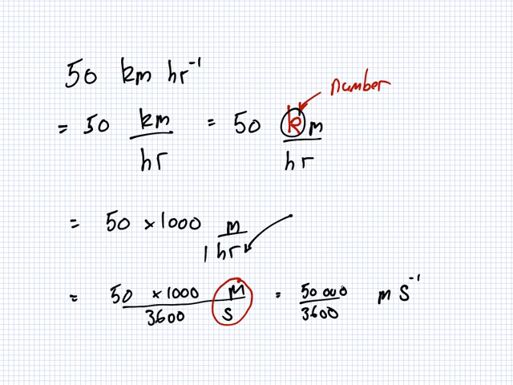Let's just simplify this. 0 cancel 0, 0 cancel 0. So that's 500 over 36. Does anyone have a calculator? We can just get that 500 over 36. Yeah? 13.89. 13.89 meters per second. Okay, can I do the next part? Yep. Next part.